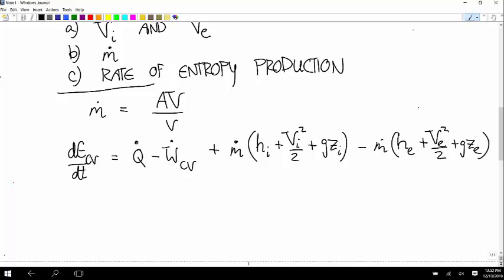And what can we get rid of? Well, it's steady state, so that goes away. I already changed the m dot I and m dot E to m dot. It says it's well insulated, so this goes away. It's a rigid pipe, its volume isn't changing, so this goes away. Horizontal pipe, so this is 0.